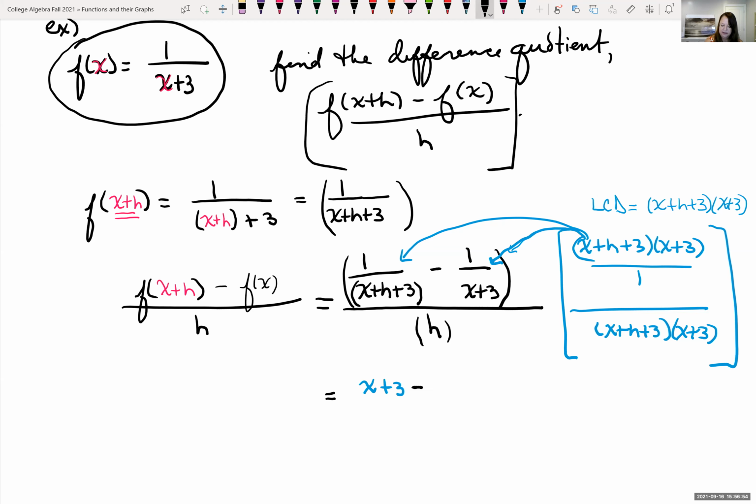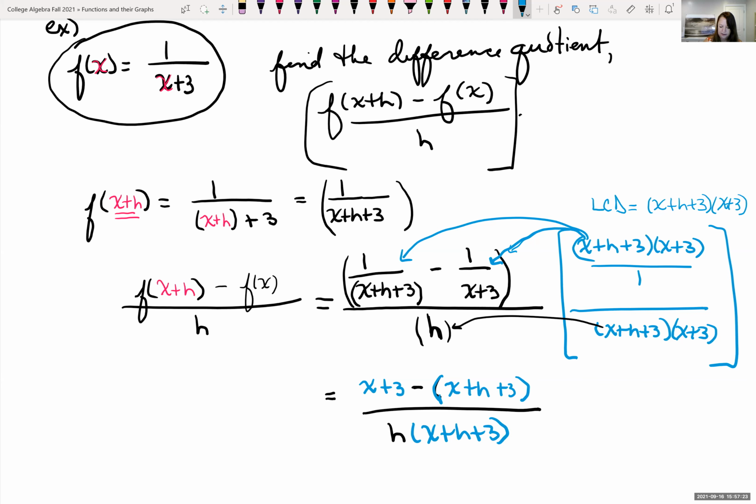Minus, when we distribute it to the second fraction, the x plus 3's go away. We need parentheses around this, and we're left with x plus h plus 3. And then we're going to put that all over this h times, we have to distribute, but I'm not going to distribute it out. I'm just going to leave it as x plus h plus 3 in parentheses, all times parentheses x plus 3.